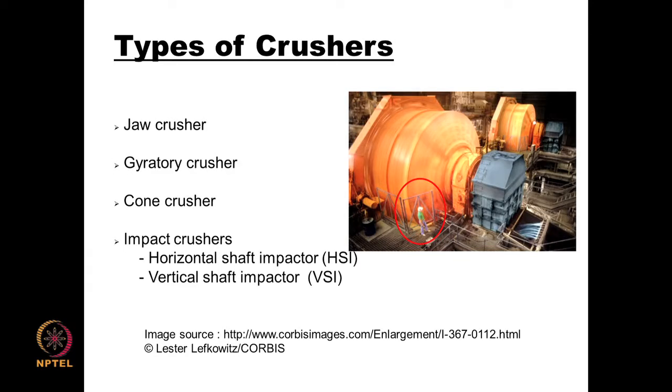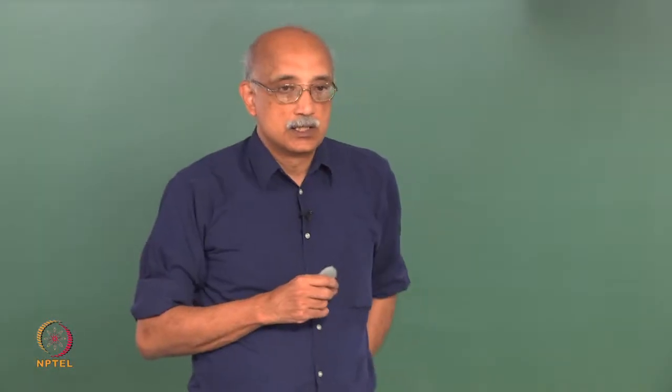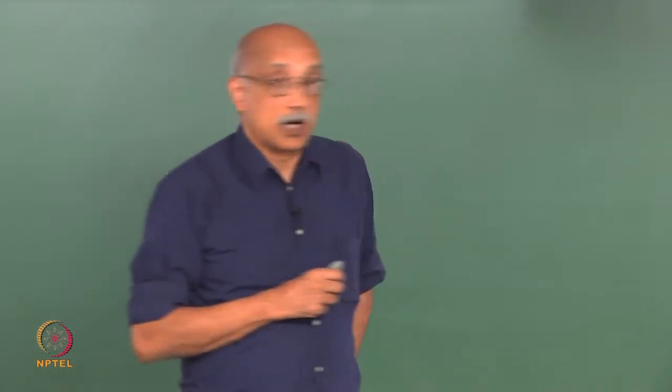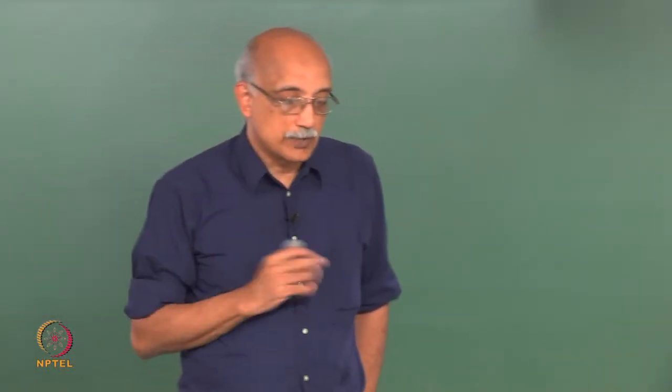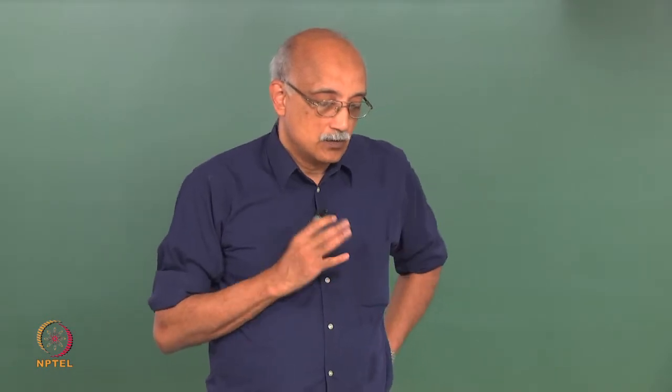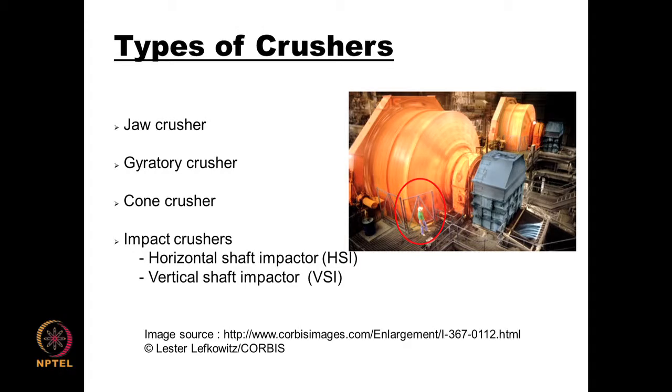This is important to give you the sense of scale. You can see that there is a person standing in front of this crushing equipment, and you can see how the equipment dwarfs the person. So, huge equipment. There are 4 types of crushers that are principally used: the jaw crusher, gyratory crusher, cone crusher and impact crushers.